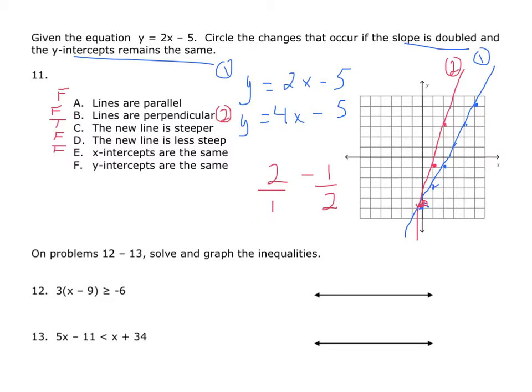And the y-intercepts are the same. Well, they both have negative 5 for the y-intercept, and we see that on the graph. So that is also true. And it says circle the ones that are true. So answer choice C and answer choice F. Those are both true.